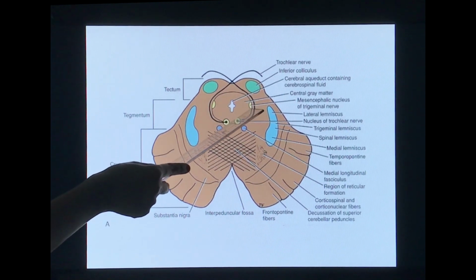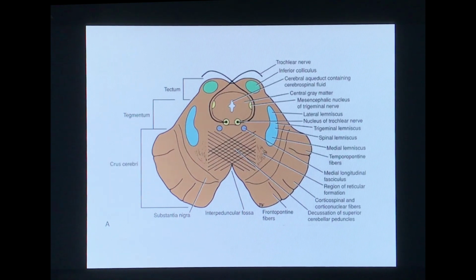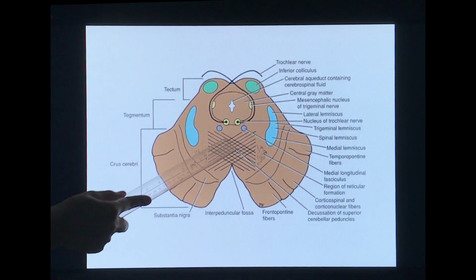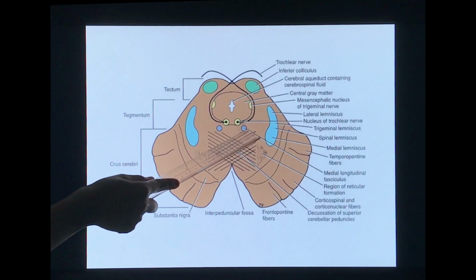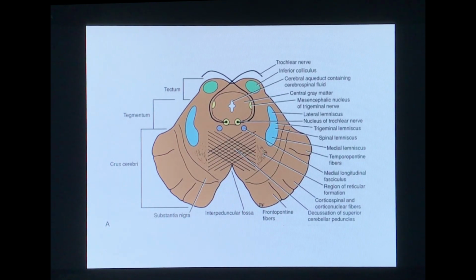Then you can see the mesencephalic nucleus of trigeminal nerve within the grey matter. Then you can see the medial longitudinal fasciculus. And here you can see the crossing over, the decussation of superior cerebellar peduncle. So mainly the fibers which are entering the cerebellum, that is mainly, if you can see, spinocerebellar tract, anterior spinocerebellar tract. So they pass through superior cerebellar peduncle and go to the cerebellar hemisphere.